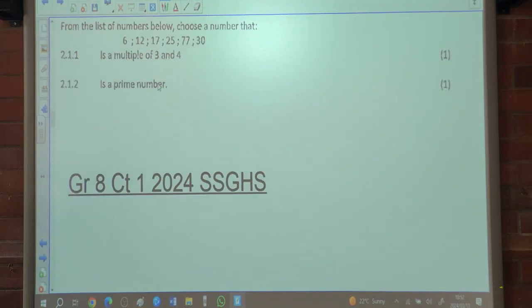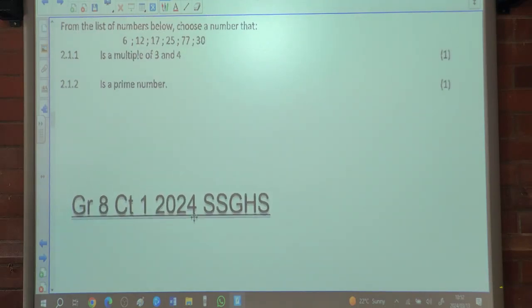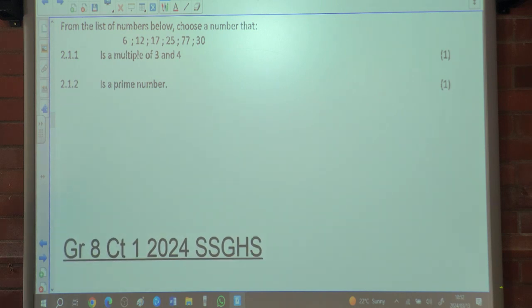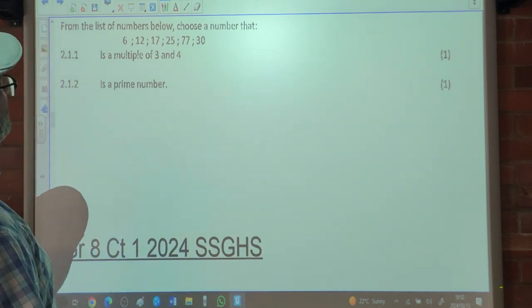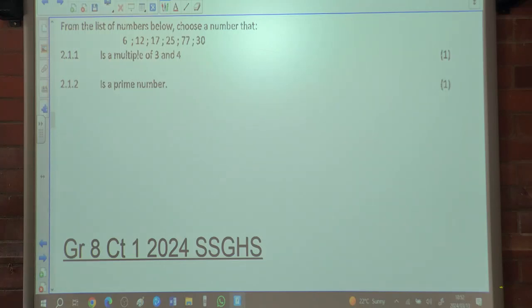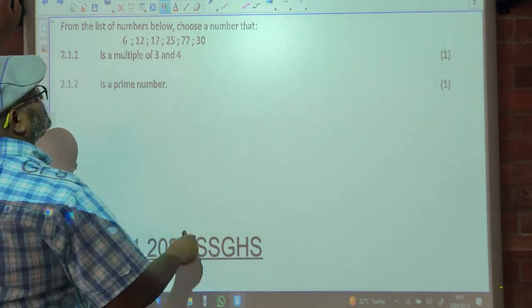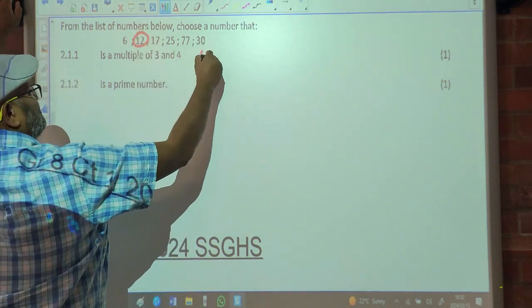Right. So in question 2 we are asked: from the list of numbers below, choose a number that is a multiple of 4 and 3. So multiples of 3 are 3, 6, 9, 12, 15, 18. The multiples of 4 are 4, 8, 12, 16. And the multiple of both, of course, is 12.